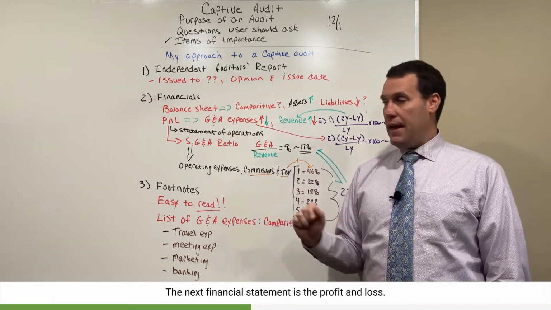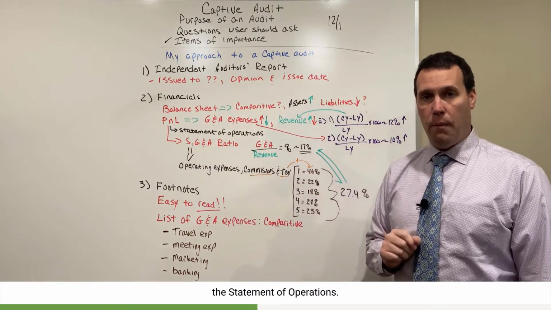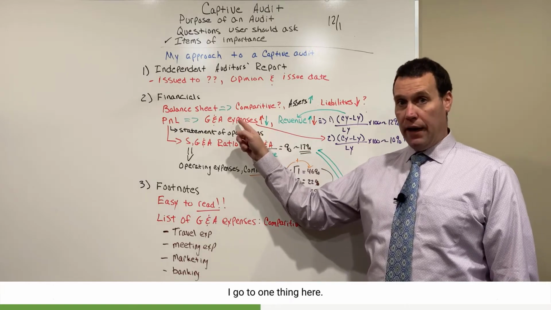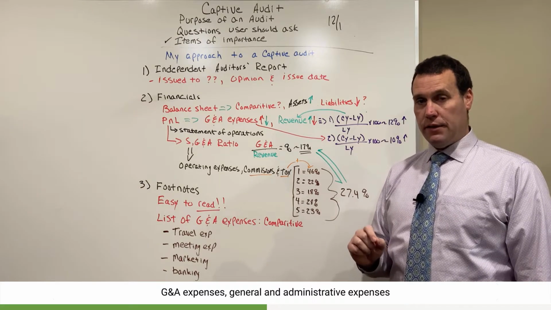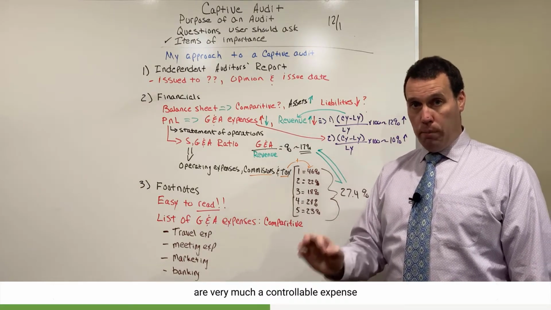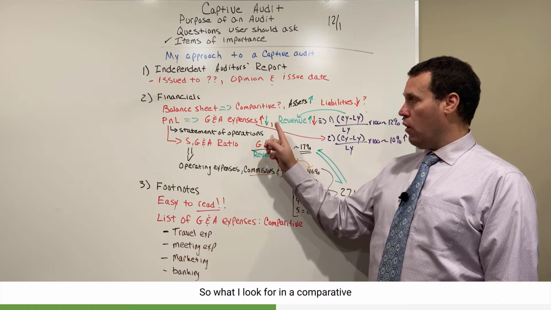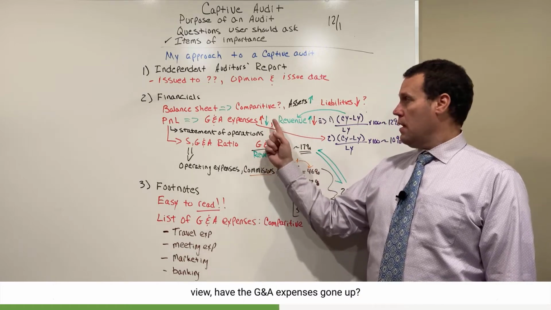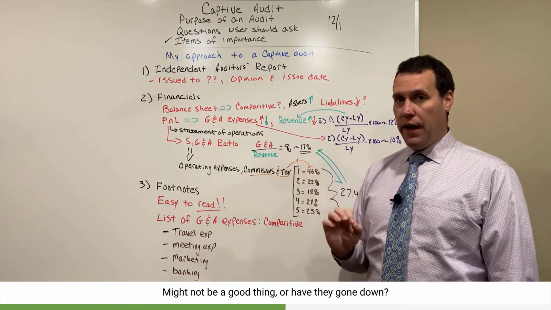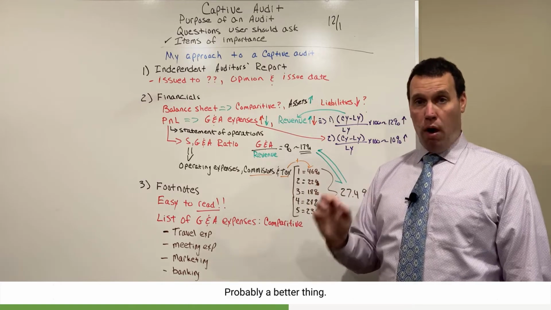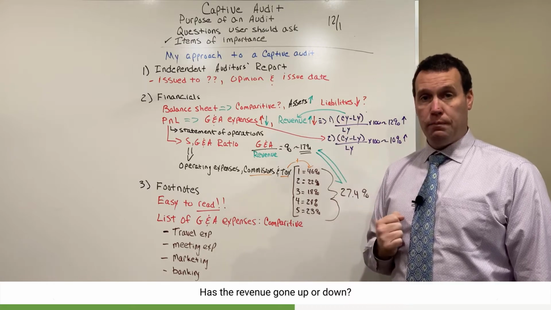The next financial statement is the profit and loss, sometimes referred to as the statement of operations. I go to one thing here, G&A expenses. General and administrative expenses are very much a controllable expense to a captive or captive manager. So what I look for in a comparative view: have the G&A expenses gone up? Might not be a good thing. Or have they gone down? Probably a better thing. And then I look at the revenue. Has the revenue gone up or down?